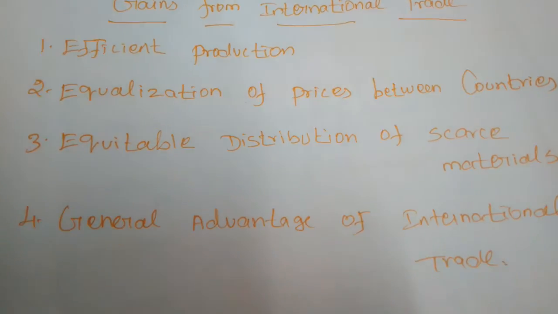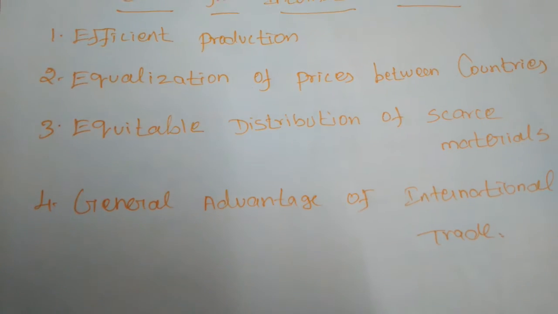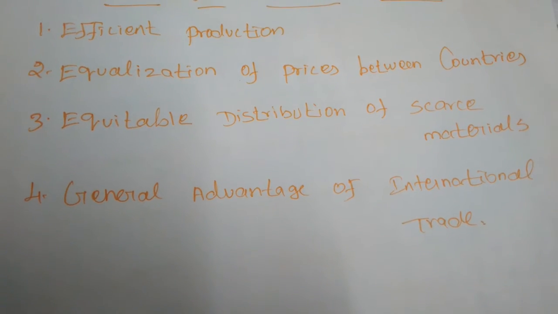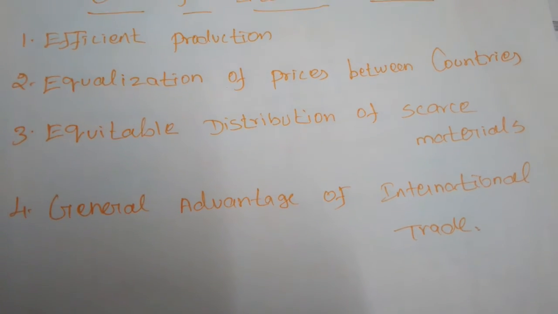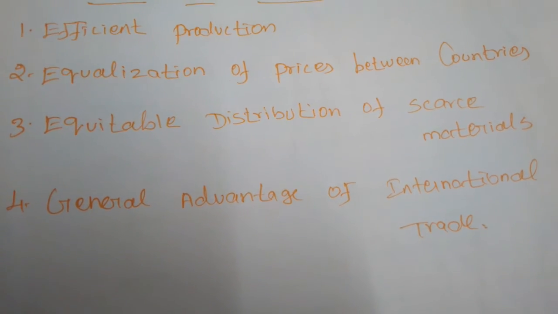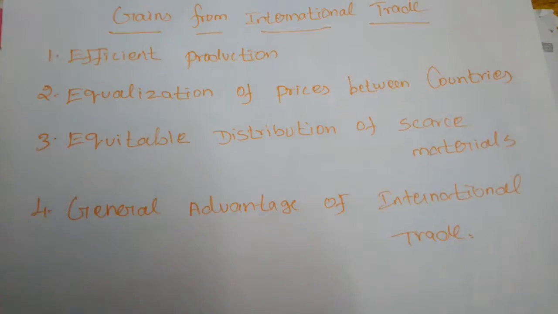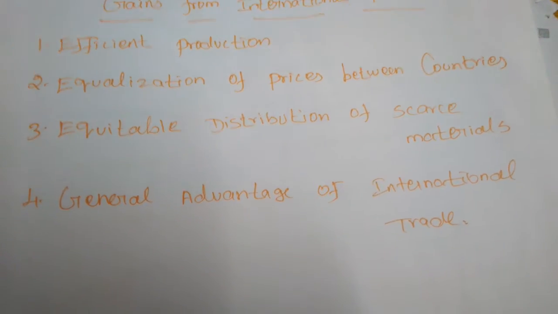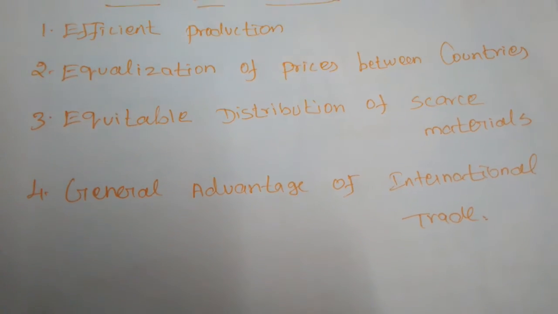Next, improvement in the techniques of production. If we have any technique to produce a particular line of commodity, we will get improvements in the techniques of production. Next, increased production. By getting more time, we can easily increase production by using the available resources.